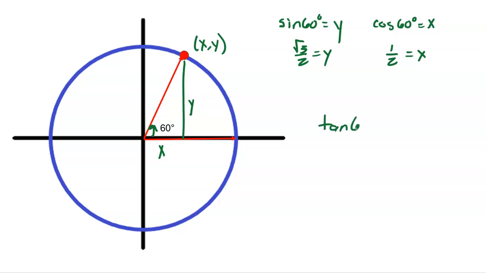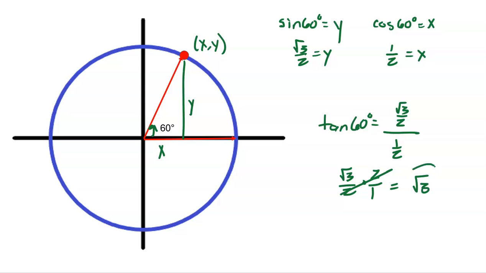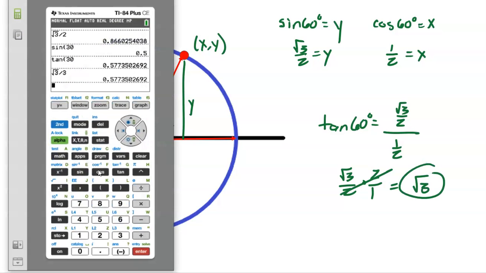And the same thing with tangent. Tangent of 60 degrees is going to be y, radical 3 over 2, divided by x, which is 1 half. Ugly double fraction there, so let's leave the numerator alone, multiply by the reciprocal of the denominator. Those 2's reduce, and I just get radical 3. And I can't emphasize enough, please use the calculator to check me to make sure I'm right. Sine of 60 degrees is that 0.866, which we know is radical 3 over 2. Cosine of 60 degrees is the 1 half. There it is, 1 half. And tangent of 60 degrees is 1.73, but that would be radical 3.